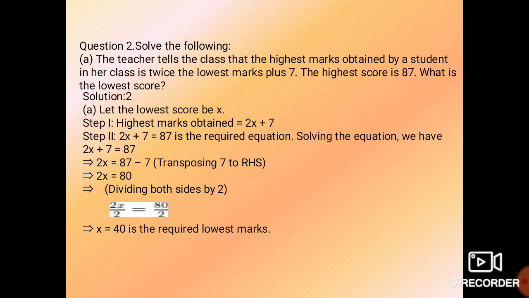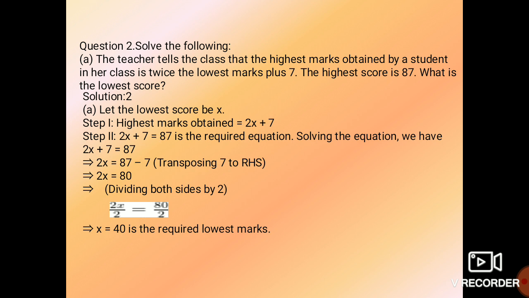So what does it imply? It implies that 2x is equal to, when I transpose, 87 minus 7. Now this implies that 2x is equal to 80. Now I'll divide both sides by 2. So it will be 2x divided by 2 is equal to 80 divided by 2.